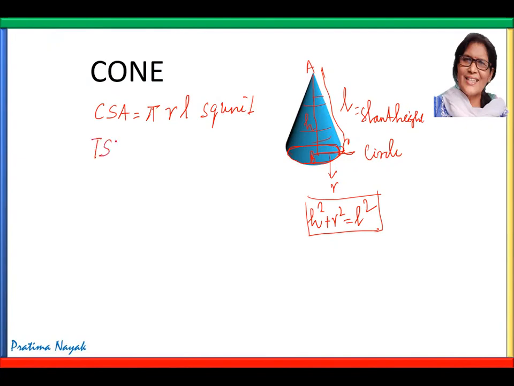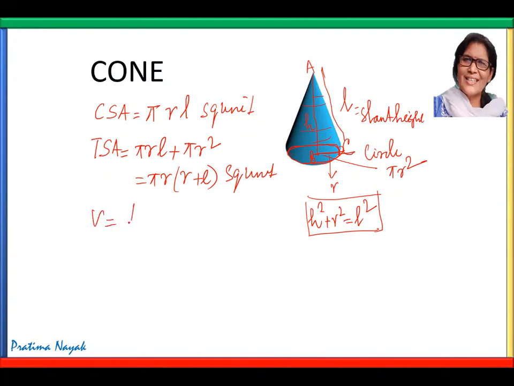Similarly, total surface area is the curved surface area plus the base area. The base is a circle, so its area is pi r square. So it will be pi r L plus pi r square, and we can simplify this to pi r times (r plus L), in square units. Now coming to volume, volume is 1/3 pi r square h, in cubic units.